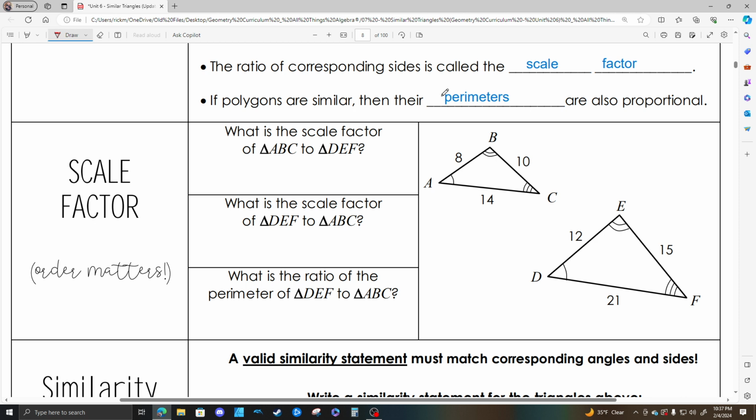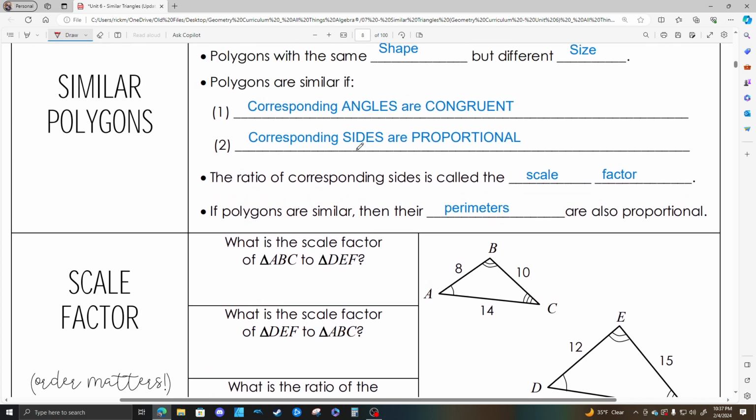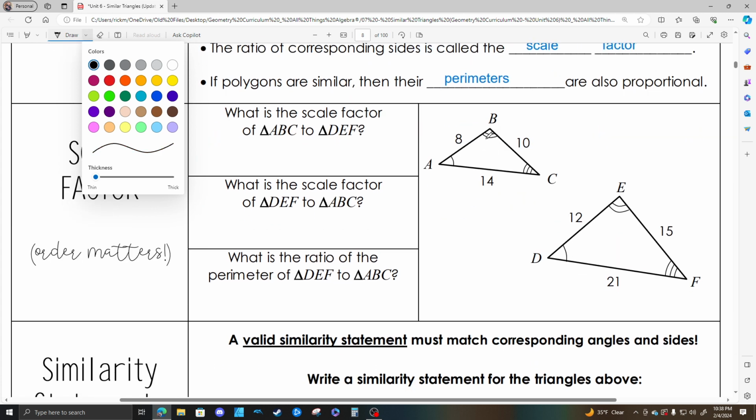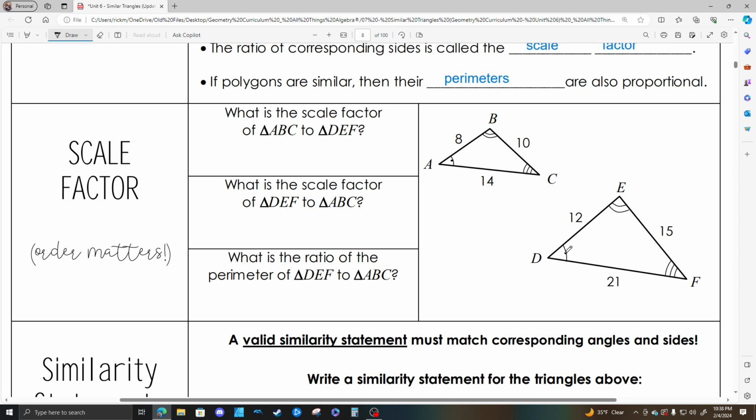So it says, what is the scale factor of ABC to DEF? Now I want to show you that we can also prove that these two triangles, ABC and DEF right here, are similar. Well, first of all, we need to know that the angles are congruent. So let's see if we can prove that. Fortunately, they tell us. We have one that matches here and here. We have one that matches here and here. So B and E match. And then we know C and F match because they tell us. So as long as we have three sets of corresponding angles, so far so good.